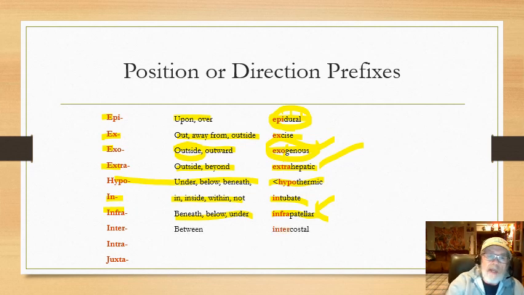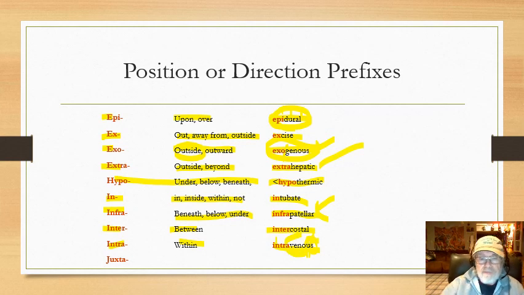Inter, which we had before, was between, intercostal. I don't need to spend any time on that one. Intra means within, intravenous. Venous: OUS is an adjective suffix pertaining to; intra, within; ven, vein. When they put an IV in there, IV stands for intravenous.